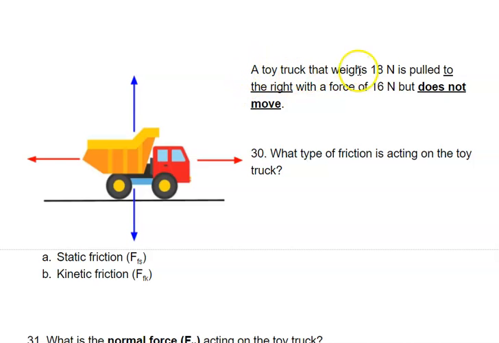A toy truck that weighs 18 newtons is pulled to the right with a force of 16 newtons but does not move. Here's a free body diagram showing you that. Number 30. What type of friction is acting on the toy truck? Is it A. Static friction, F sub Fs, or B. Kinetic friction, F sub Fk?